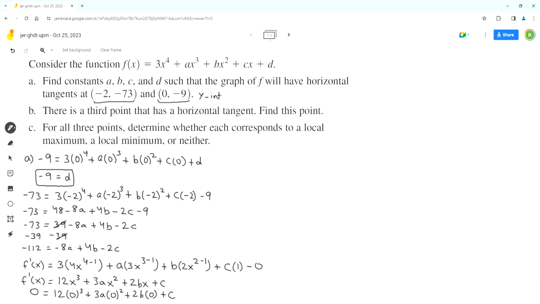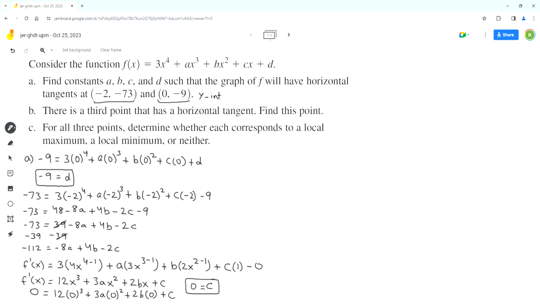So the first 3 terms in this equation go away because multiplication by 0 makes these 3 terms equal to 0. So we are left with just 0 equals c. So this should be the final answer for the value of c. Now we can sub in the other point (-2, -73) in this derivative equation because the tangent is horizontal at that point as well. So we can start on this side.